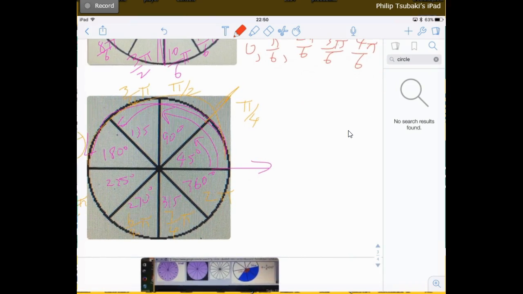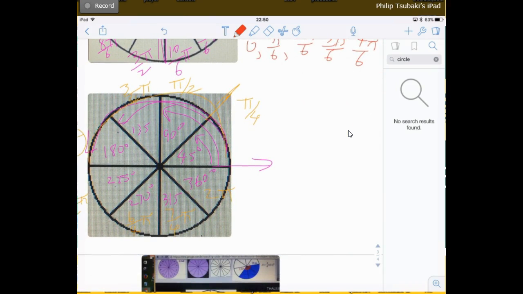Okay, what about for pi over 4? Same thing. You would say first one is 0, next one's pi over 4, next one's 2 pi over 4, next one's 3 pi over 4, next one's 4 pi over 4. What angles do these correspond to? 0 degrees, 45 degrees, 90 degrees, 135 degrees, and finally 180 degrees. Okay, that's it.